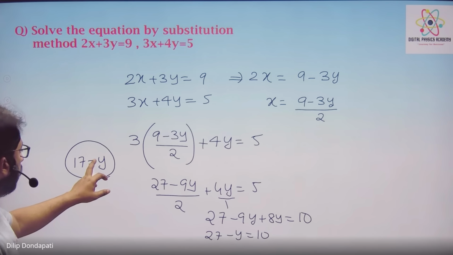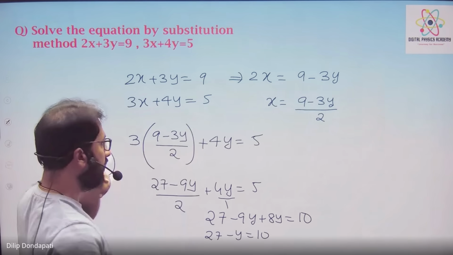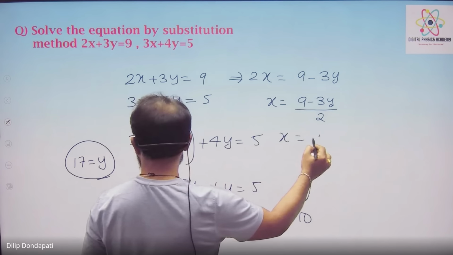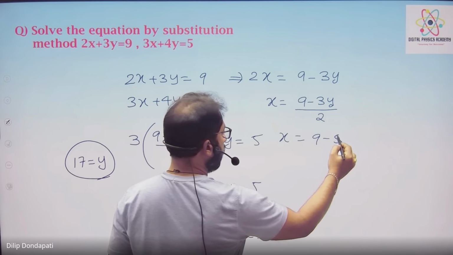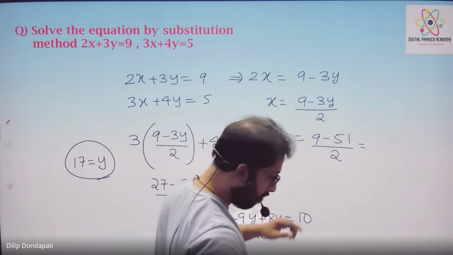Now substitute this value in the equation, this one x में, so you'll get the value of x. So if I substitute here, x is equal to 9 minus 17 दीजिए 51 ना by 2. How much? कितना होगा? x value is minus 21 आएगा.